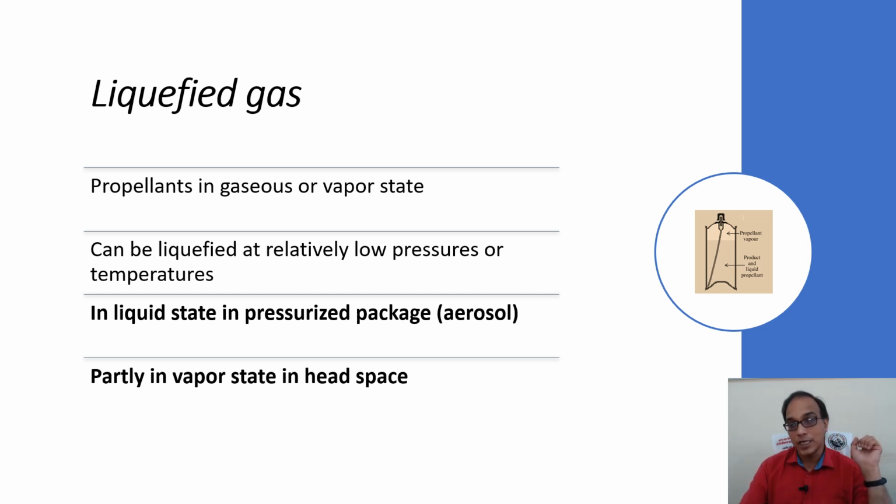Now let's discuss the liquefied gas. Propellants are in gaseous or vapor state. In liquefied gas, the gas can be liquefied at relatively low pressures or temperatures. In liquid state, in a pressurized package, they are used in aerosol. So gases that are liquefied in a pressurized package system are called liquefied gas propellants. They are partly in vapor state in the head space and partly liquid, just like your LPG cylinders, liquefied gas cylinders.